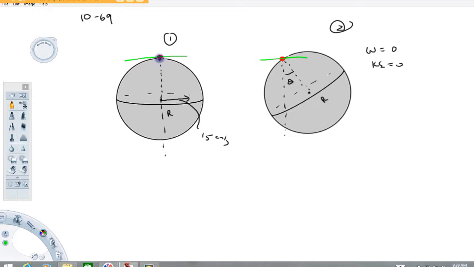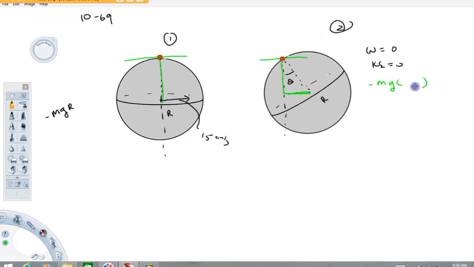For your PE1 term, you need this distance, which is the radius of the sphere. So your PE1 is going to look something like minus mg times r. In picture 2, the distance you need is this vertical distance, which I'll draw in green, to the center of mass. In this triangle, the hypotenuse is r, the radius of the sphere, and this distance is adjacent to theta. So your PE2 term is going to be minus mg times something.